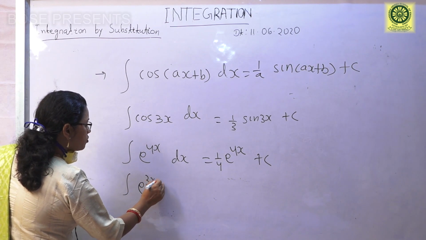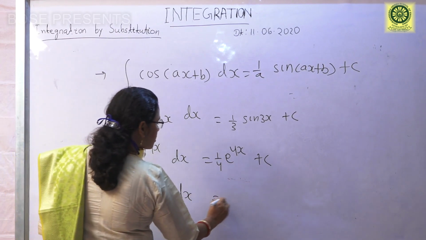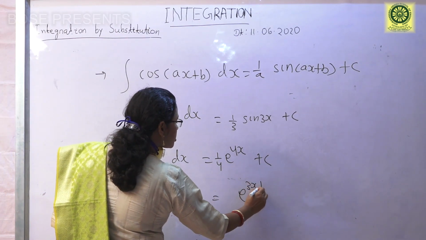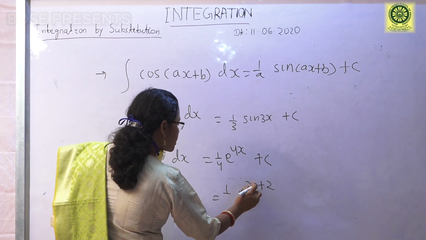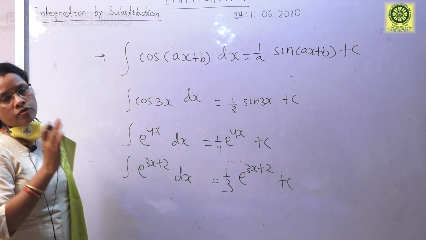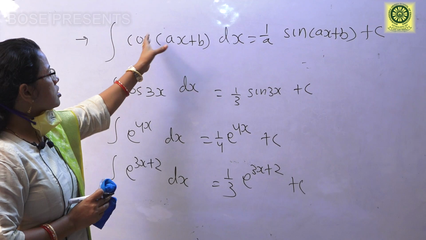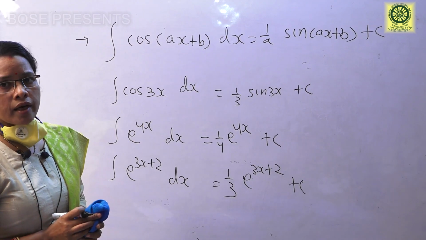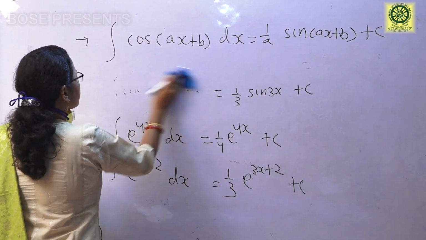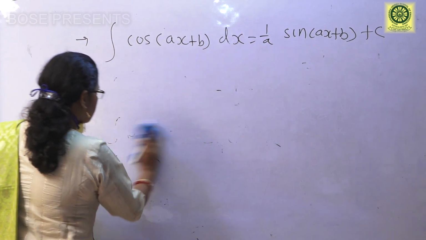Similarly, if you are given e^(3x + 2) with respect to x, that is (1/3) e^(3x + 2). Just divide by the coefficient of x here, plus c. Okay. Likewise, you will do some related problems which can be done by using this standard formula directly. Okay. Now let us do some problems of your exercise.